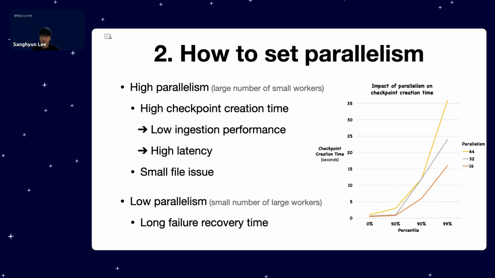On the other hand, low parallelism also has its drawbacks. When parallelism is low, a single worker handles more data. As a result, it takes longer to recover from the failure of a single worker. In conclusion, there is a trade-off here again. If ingestion performance and query performance are important, set parallelism to low. Otherwise, if recovery time is important, then set the parallelism to high.